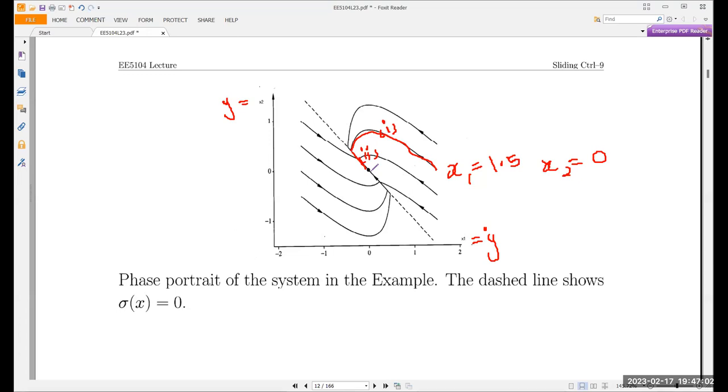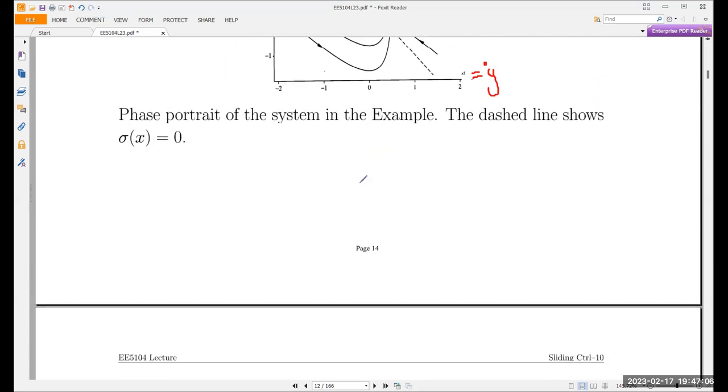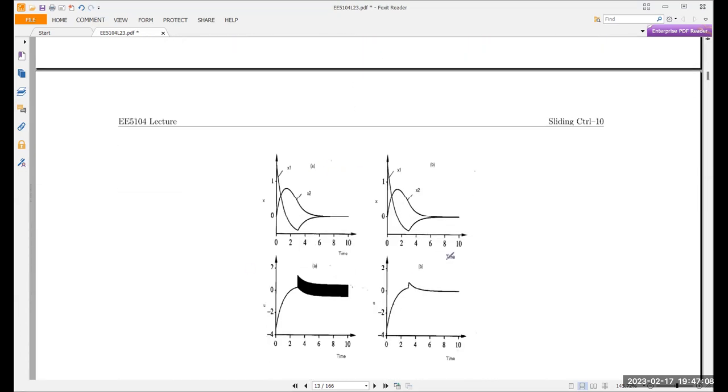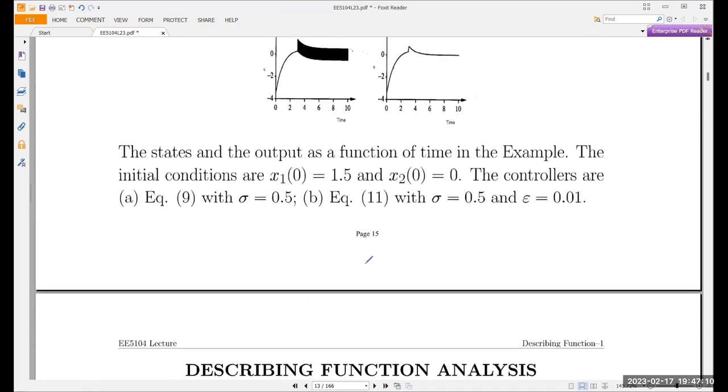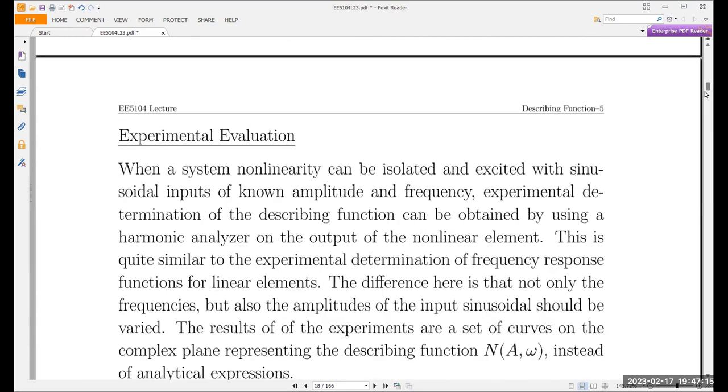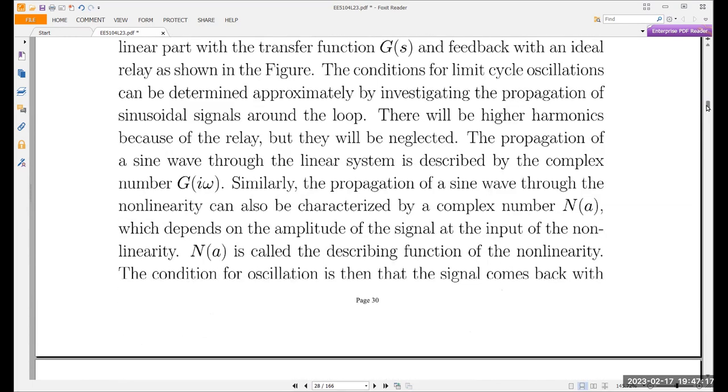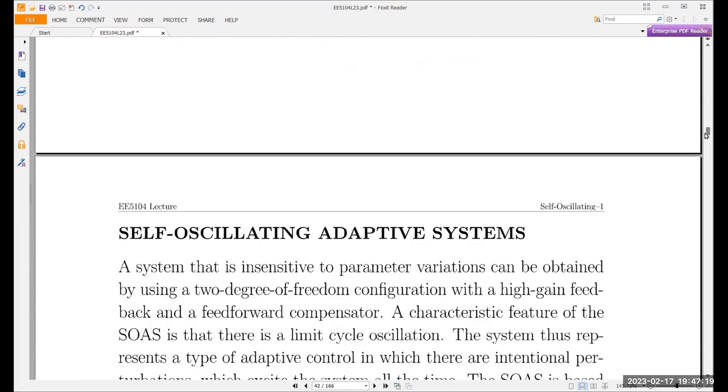Okay, how to get this? Let's go through the calculation to get all this curve in the tutorial question. Look at the tutorial question, which is the same as this example.